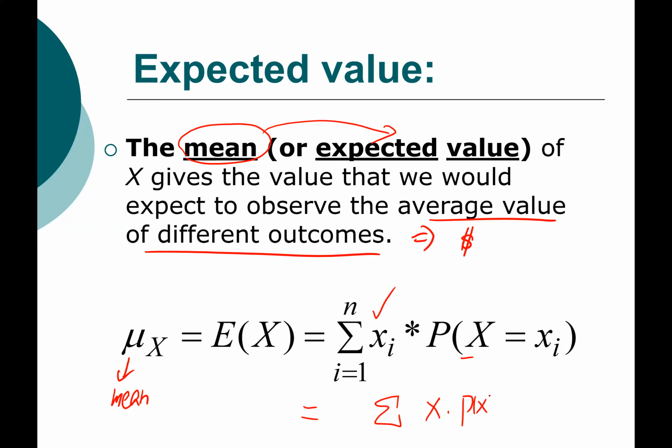X represents different monetary reward or loss, and then P of X represents the probability associated with it. All right, any questions so far about the expected value? Okay, put in simple language, it would be average outcome, right?